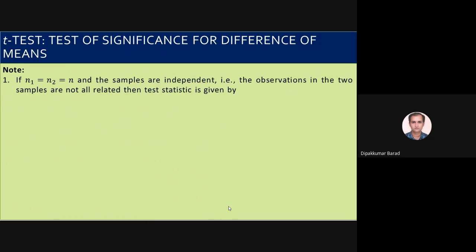Then if n1 and n2 are the sample sizes, and if both samples have the same sample size and the samples are independent, that is, the observations in the two samples are not related, then the t statistic is given by the square root of s1 square plus s2 square upon n minus 1, with v equal to 2n minus 2. Here, instead of n1 and n2 we have both n, so n plus n, 2n minus 2.